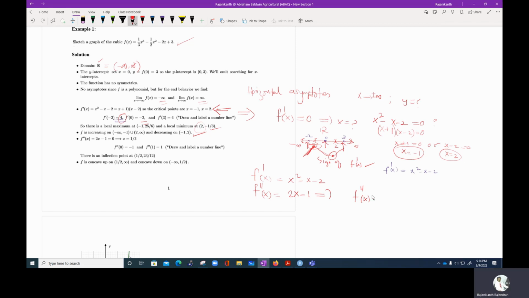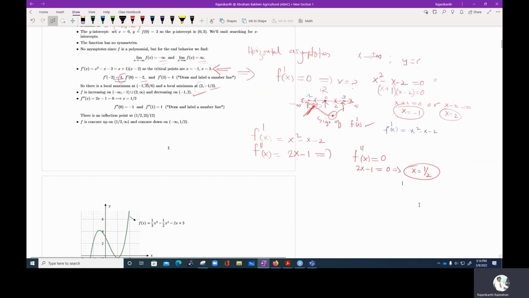So now I'm setting this to 0 and checking is there any possible x values. Yes, so my function's second derivative is 2x minus 1. I'm setting it to 0 and solving for possible x. Yes, I have only one possible x value, which is 1/2. That means this is the point, 1/2, where concavity is changing.